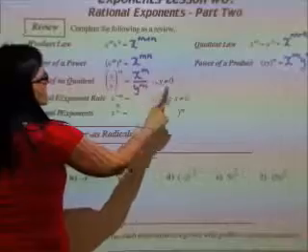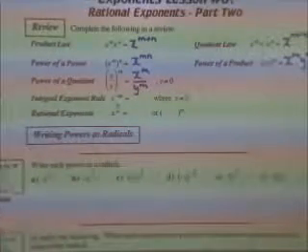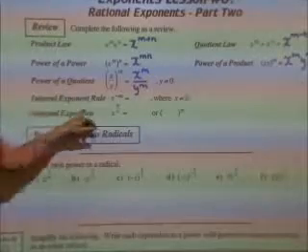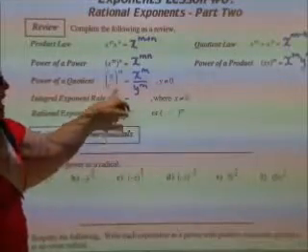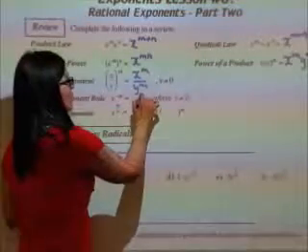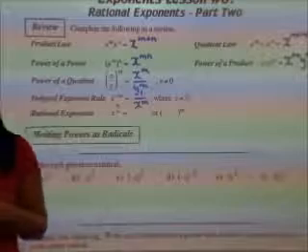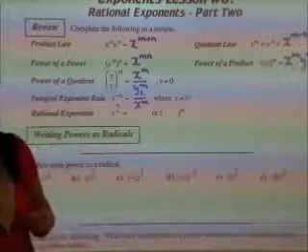And then we just have this disclaimer or restriction that says y can't be 0 because I can't divide by 0. The integral exponent rule states that if I have something raised to the power of a negative m, it becomes 1 over x to the positive m. And again, my base can't be equal to 0. Why? Because I can't divide by 0.